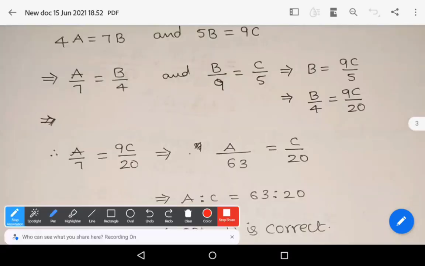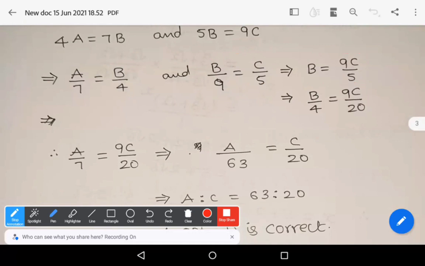Let us convert these equations into fractions. 4a is equal to 7b. That is nothing but a by 7 is equal to b by 4. Again, 5b is equal to 9c. It can be written as b by 9 is equal to c by 5. If you shift this 9 to the right side, b is equal to 9c by 5.